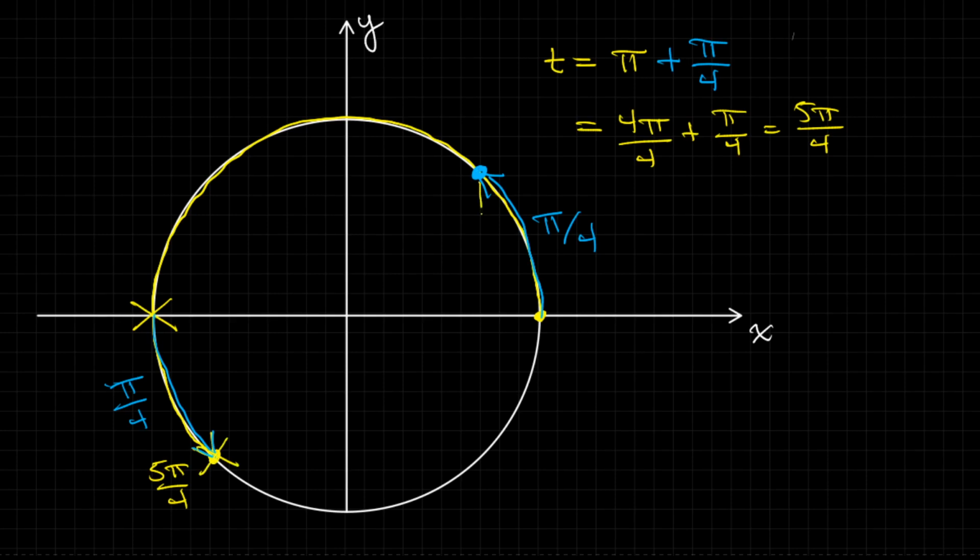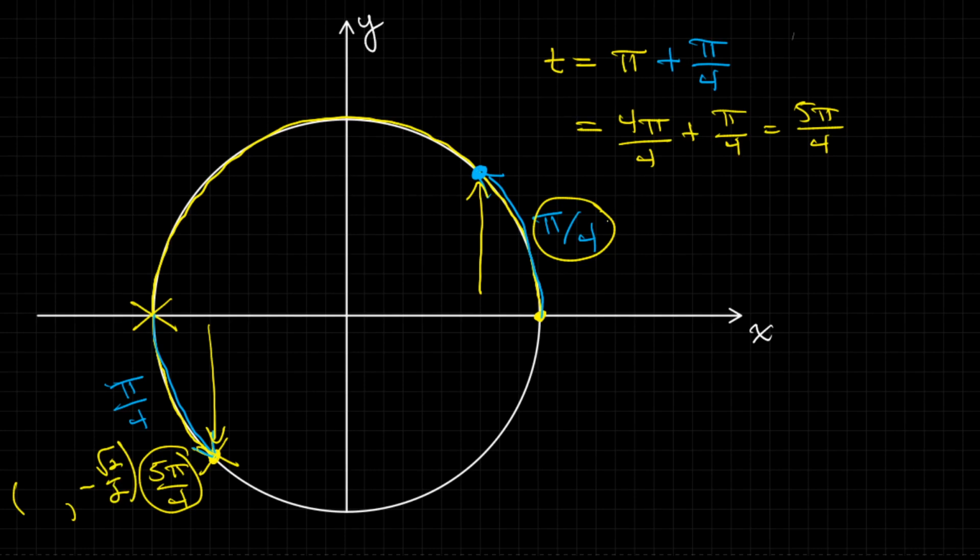However far up you go to get to pi over 4, that's how far you need to go down. In other words, whatever the y-coordinate is for pi over 4, that's going to be the same as the y-coordinate for 5 pi over 4, except negative. So if we want to know the terminal point, the y-coordinate is going to be the same as for pi over 4, except negative, so negative root 2 over 2.